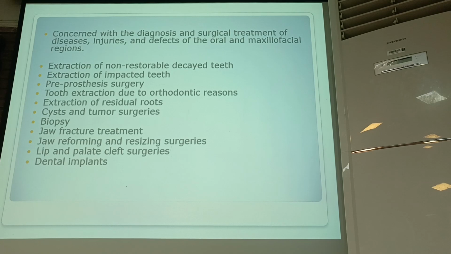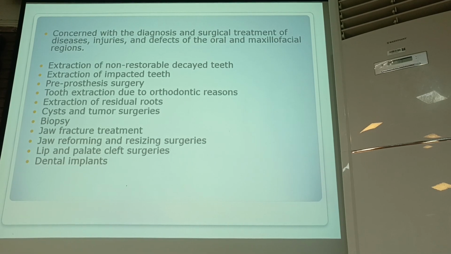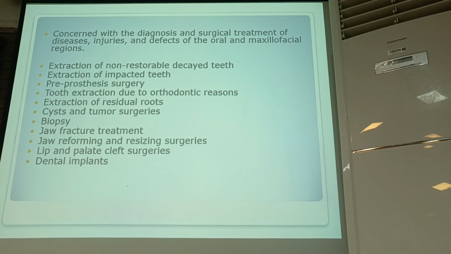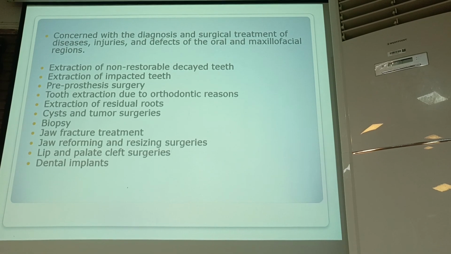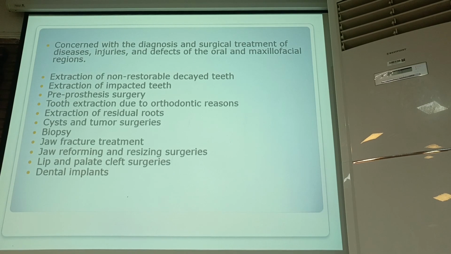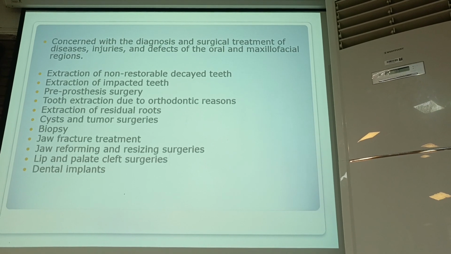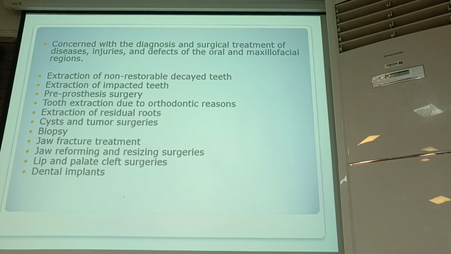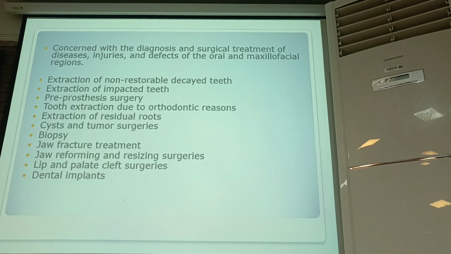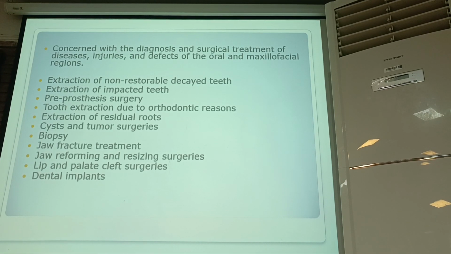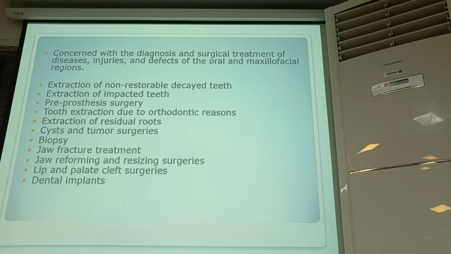periprosthesis surgery for patients that, for example, have some kind of bone loss, tooth extraction due to orthodontic reasons, extraction of residual roots, cyst and tumor surgeries, biopsy, jaw fracture, jaw reforming. In case of cleft lip or palate, some special surgery is needed, and they can do that, and also dental implants.